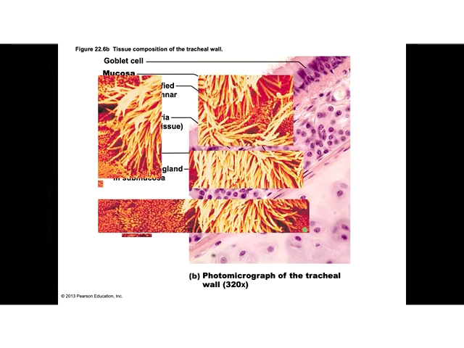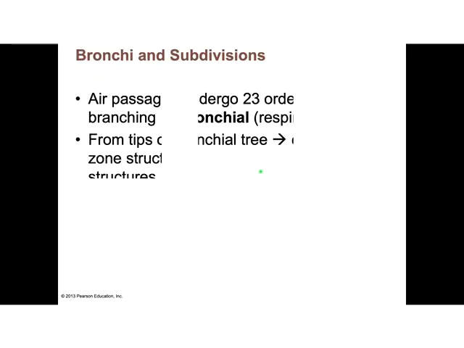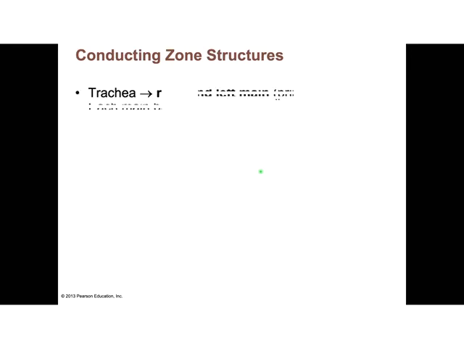And this is what the surface of the trach looks like in an EM micrograph. You can see the cilia on the surface of the cells. This looks remarkably similar to an EM of the fallopian tubes, which have basically the same tissue lining them, okay? So the air passages undergo about 23 splits to form the respiratory tree that extends all the way down into the lungs, the tips of the bronchial tree to the conducting zone structures to the respiratory structures, okay?